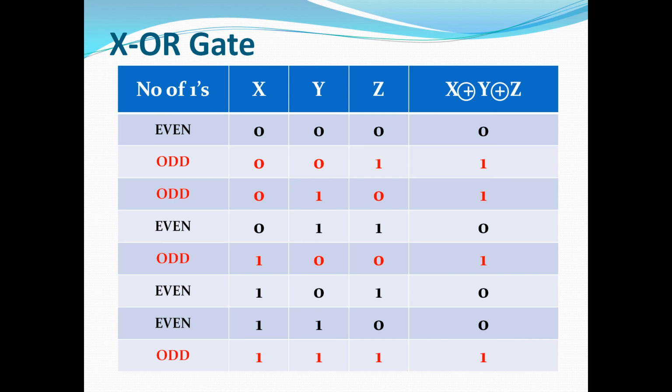In the last case, 1 1 1, the 1 is present 3 times, which is odd. Whenever there are an odd number of 1s in the inputs, the output will be 1. So this is about the XOR gate.